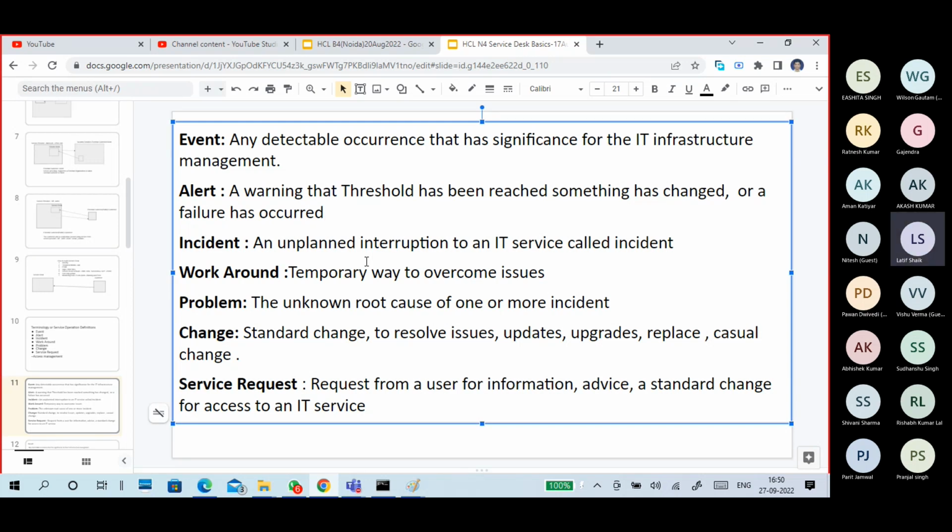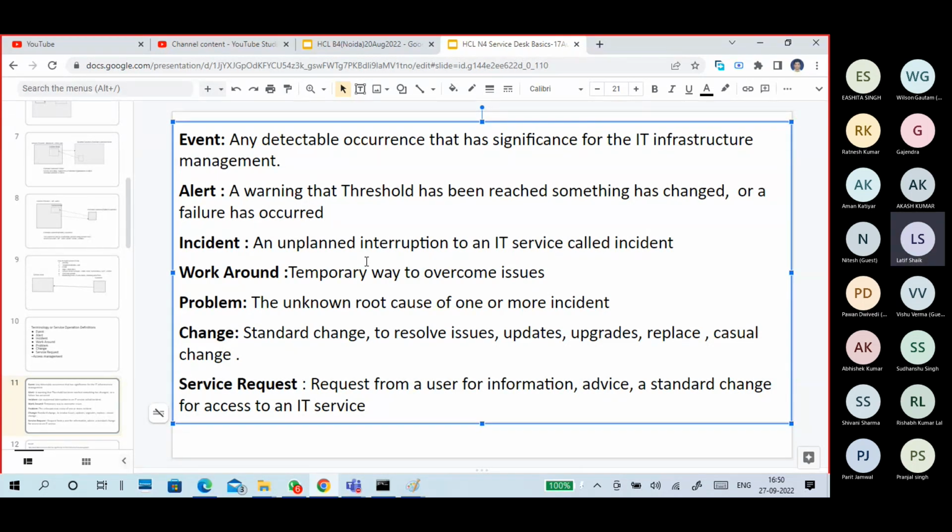Next one is a problem. What is a problem? Already I told you, any issue that occurs is an incident. The word we use is incident only. Sometimes multiple incidents occur. We combine all the incidents and make it a single problem. In a ticket also there is one line, no? Multiple tickets grouped into one single.